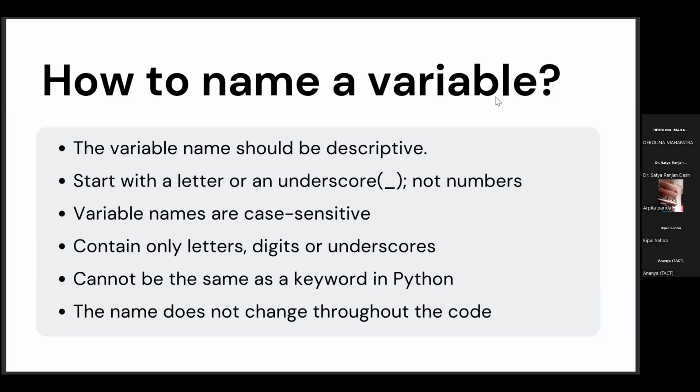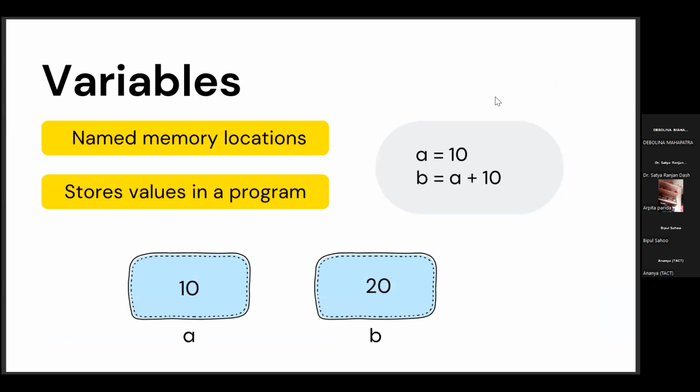Also, the variable name is not going to change throughout the code. Maybe the value contained within that variable can change. So in the previous example, when we have a is equal to 10, had I written a is equal to a plus 10, then the value of a would be incremented by 10. The change is occurring within the value of a, but the name a is not changing. The variable name remains constant throughout your program.